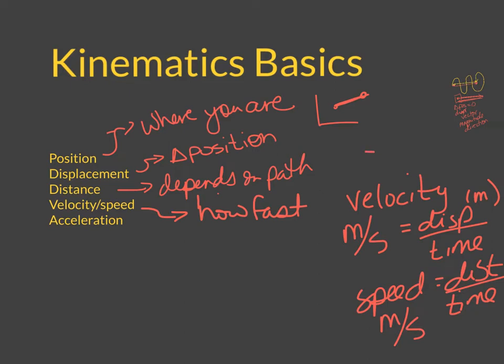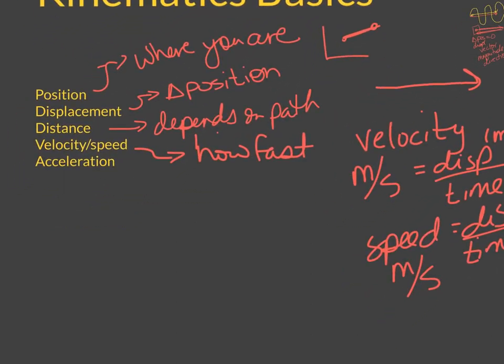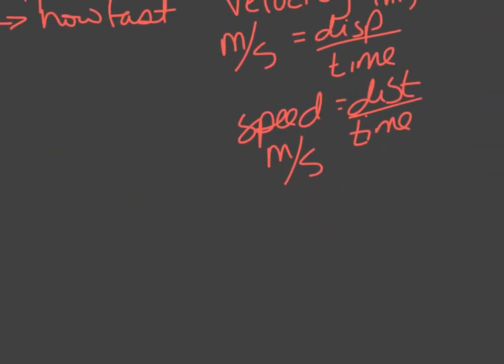And if you're always going in the same direction, so if you don't change directions, then your velocity and your speed are exactly the same. Another way to look at velocity is that it is your change in position divided by time. Because remember, that's displacement, isn't it?